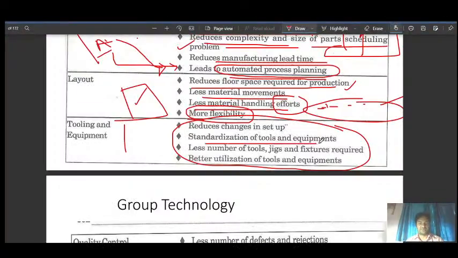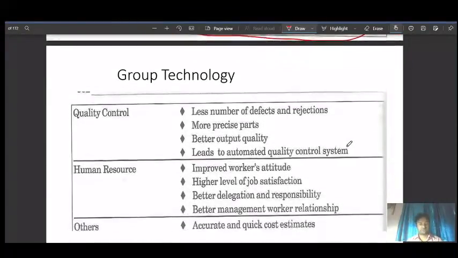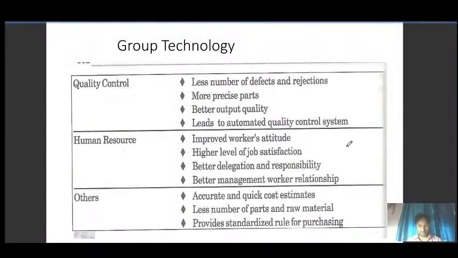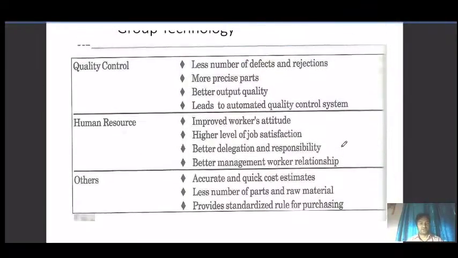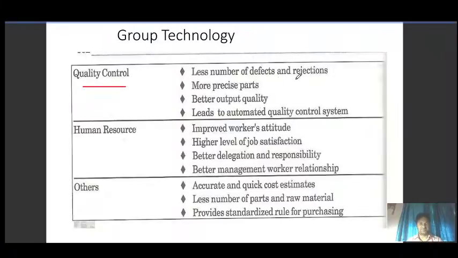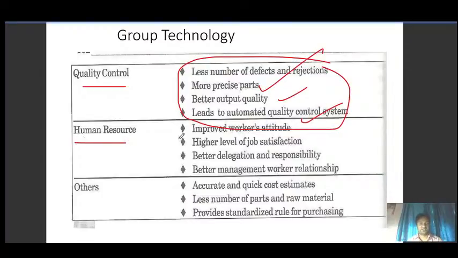Then standardization of tools and equipment, fewer tools, jigs and fixtures required, and better utilization of tools and equipment can be done. On the quality side, we have fewer defects and rejections, more precise parts, and better output quality that leads to an automatic quality control system. And on the human side, we have improved workers' attitude, higher level of job satisfaction, better delegation and responsibility, better management of worker relationships.